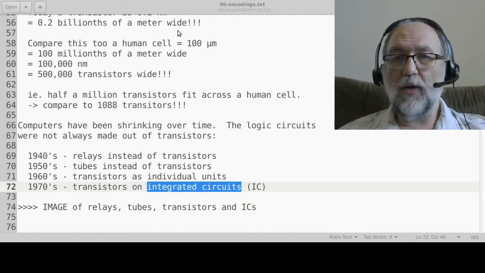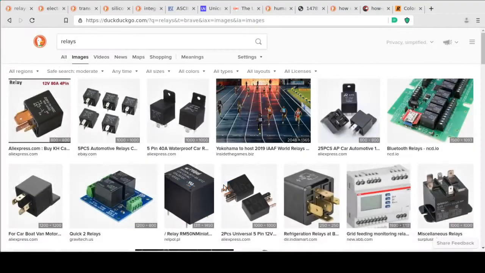Let me just show you some pictures of relays. So these are relays here. They look like something that would plug into a wall. But basically, one of the leads here was used to either open or close the relay, and the other leads were used to allow the current to flow through. So they were basically switching mechanisms. All right, so there's relays.